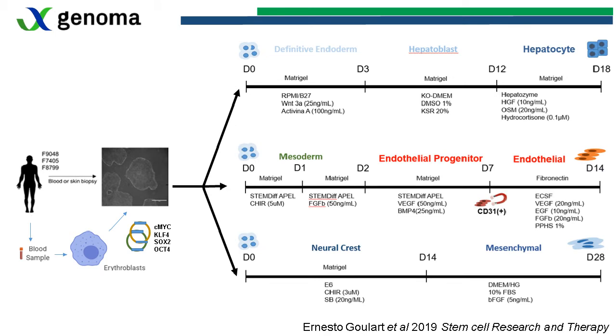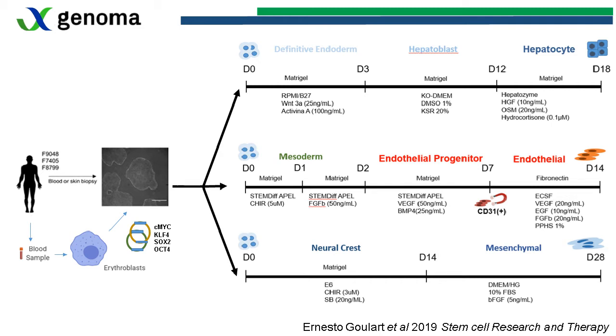different differentiation protocols. So what are the cells that we need to generate a liver? Basically, there are three main cellular phenotypes that we need. We need hepatocytes, endothelial cells, and mesenchymal cells. So these are the protocols that we established in our laboratory.